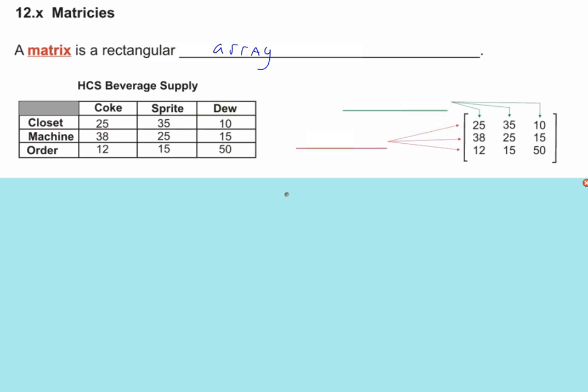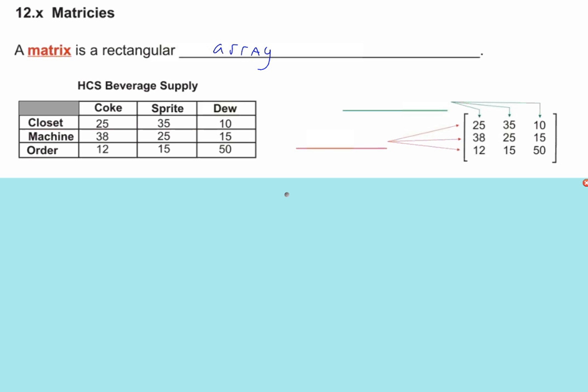When you get to Algebra 2, we'll deal a lot with matrices, but we do like to introduce it to you in Algebra 1. All right, so what's the analogy? Let's suppose I made up a spreadsheet. How many of you have ever made up a spreadsheet, maybe for a science fair? So I made up a spreadsheet here. I've got HCS Beverage Supply, and we've got Coke and Sprite and Mountain Dew, and I just made up some numbers of how much is in the closet, how much is in the machine, and how much is to order.